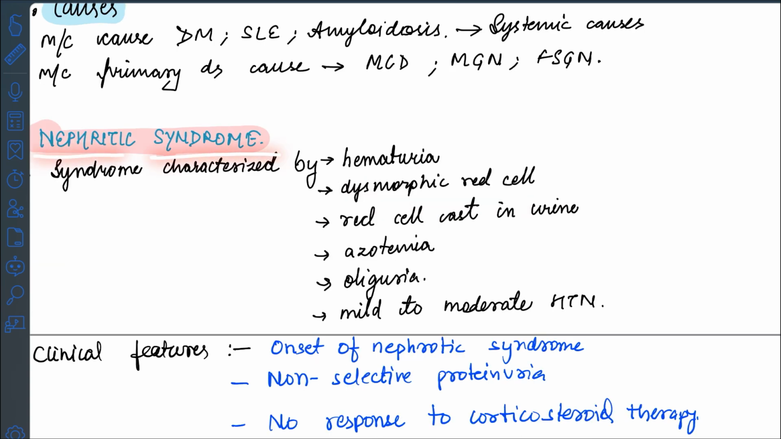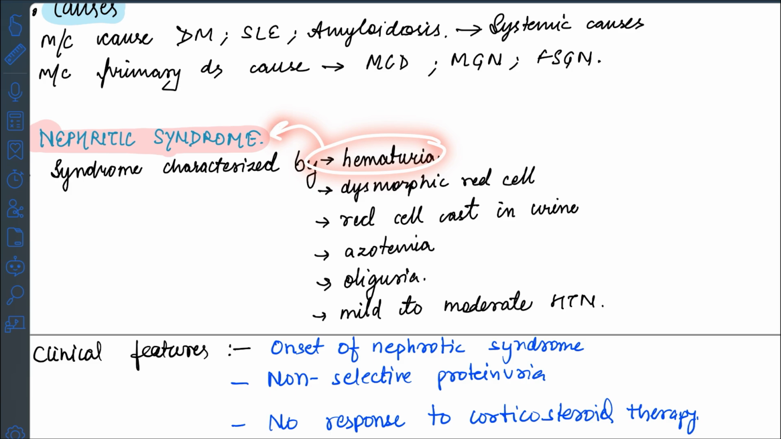Nephrotic syndrome के बाद we'll be looking into nephritic syndrome. It is a syndrome of disease characterized by hematuria, dysmorphic red cells, the red cell cast in urine, azotemia, oliguria, and mild to moderate hypertension. Some of the features here are actually common to nephrotic syndrome, but there are many differences as well between nephrotic and nephritic syndrome.